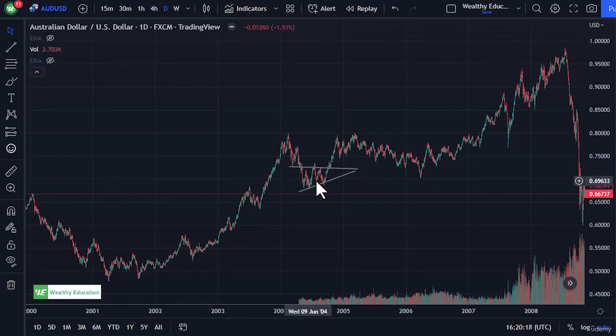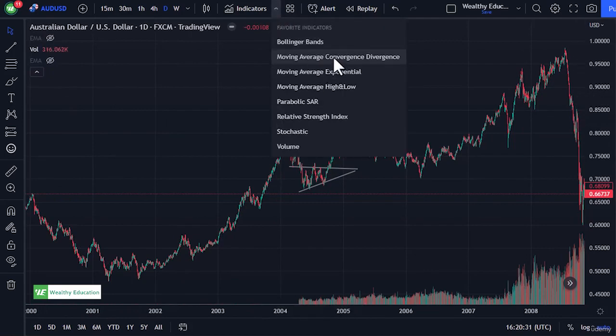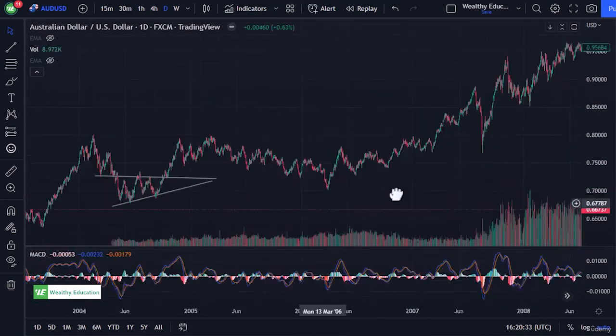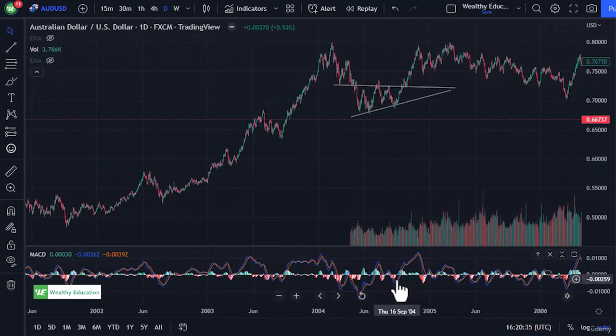Here's your triangle to the upside. Put our EMA back on. You can see it dipped in there and then took off. No reason to think there was any serious trouble with that. Let's go ahead and put our MACD on. Go ahead and zoom in here a little bit. You can see that we crossed right here at the bottom and then took off to the upside, crossing the zero line right around the same time.